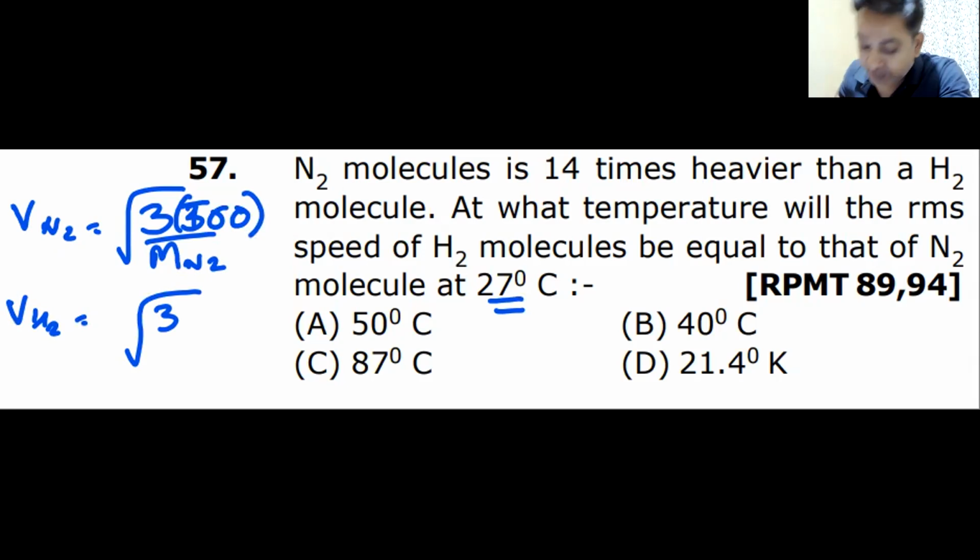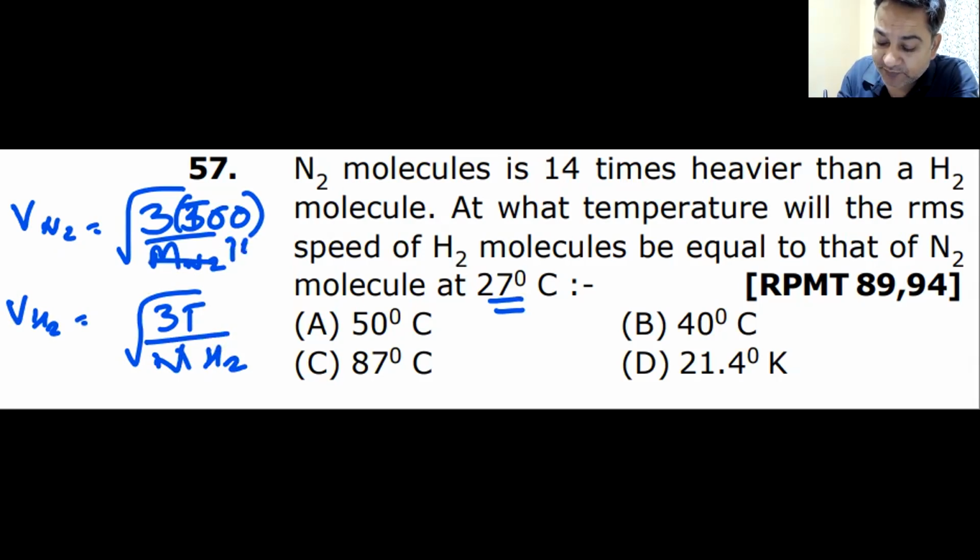3 into 300. Here it will be 3 times T divided by molecular mass of H2. Now molecular mass of H2, nitrogen is 14 times. So I can write here 14 times molecular mass of H2. I will just divide these two equations and I will get the answer. Can you do that for me? So what will I get? I don't have space over here. Just divide it and you will get the answer. It is as simple as that.